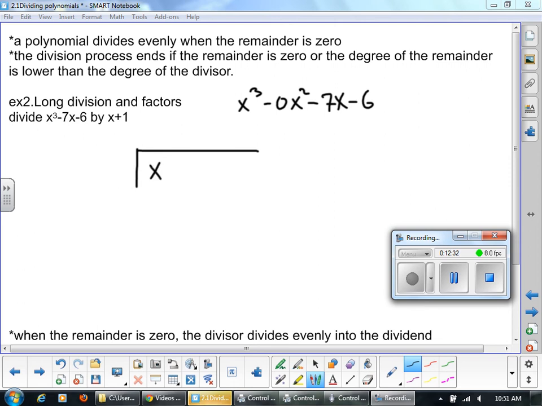So we're going to take x to the power 3 minus 0x squared minus 7x minus 6. And we're dividing that by x plus 1. So the first question, how many times is x going to x to the power 3? X to the power 2. And just write it above the x squared in the original polynomial there. And then we're going to multiply. So x squared times x here is going to be x to the power 3. And x squared times 1 is going to be plus x squared.